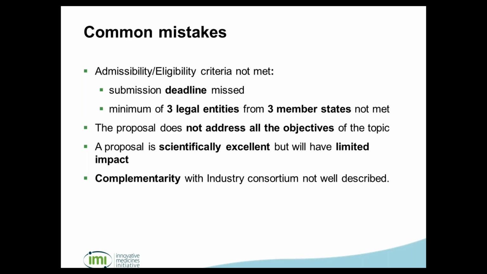It is important that you have a minimum of 3 legal entities from 3 member states included in your consortium. You need to address all the objectives of the topic, and in particular of the specific subtopic that you decide to address. And also it's important that you write your proposal so that it is not only scientifically excellent, but can also have a good impact, because limited impact will end up with a low score in the second criterion. And also, in particular, to respond to the third criterion, consider carefully your complementarity with the industry consortium.